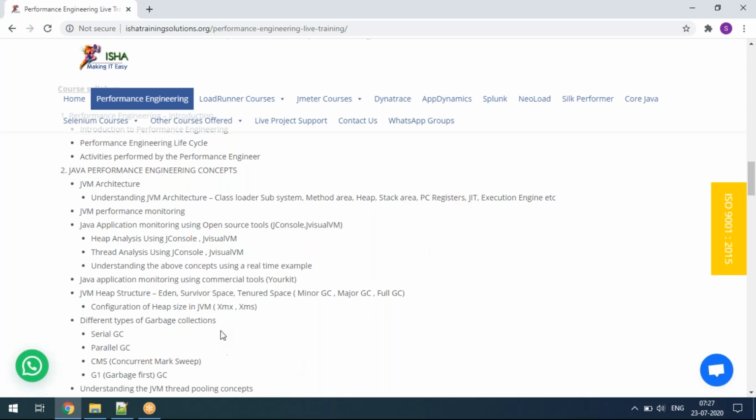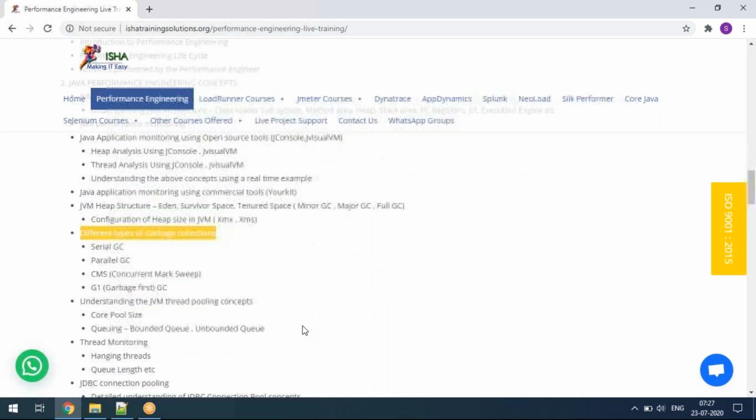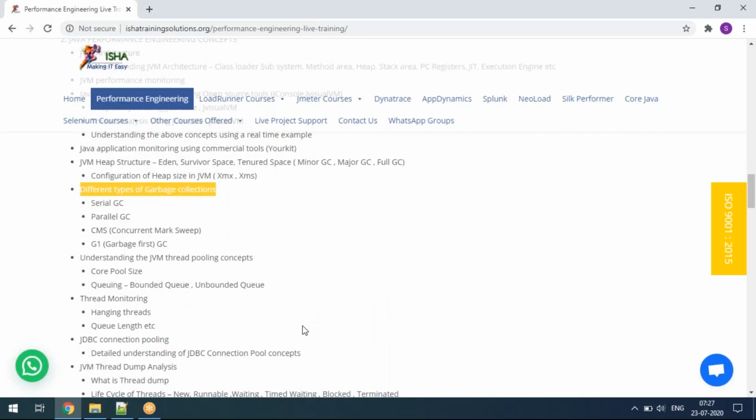We are going to learn different garbage collection algorithms. I will explain the serial, parallel, concurrent mark sweep, and garbage first garbage collection. And then thread pooling concepts will be there, because in a pool of threads, how threads behave, that concept we are also trying to bring. And then thread monitoring, what a thread is doing. If the thread is like this, is it a normal condition or a worrying condition? If it is a blocked thread, what will I do? If it is a running thread, what will I do?